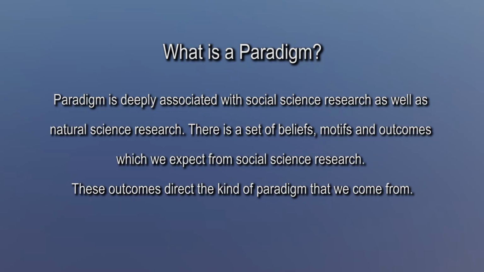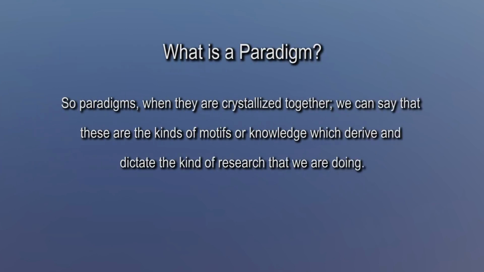Paradigm is something deeply associated with research, social science research as well as natural science research. But now we are concerned with social science research. So we have a set of beliefs, motives, and outcomes which we expect from social science research. These outcomes kind of direct the kind of paradigm that we come from. So paradigms, when they are crystallized together, definitionally we can say these are the kinds of motives or the kinds of knowledge which derive and also dictate the kind of research that we are doing.